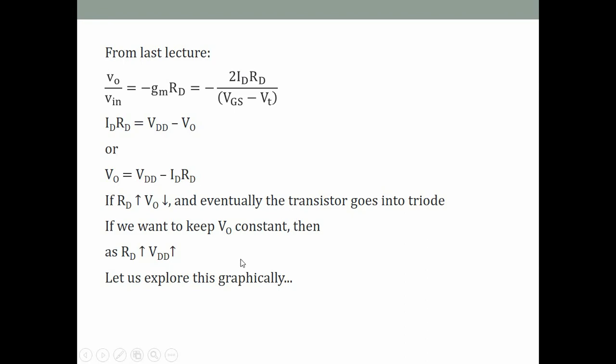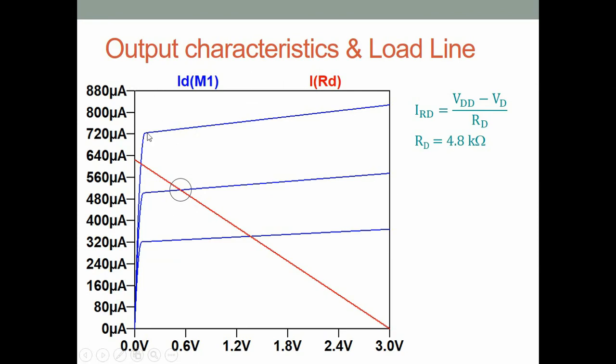Let us look at this graphically. I assume you are all familiar with the load line, but let me go through this quickly. There are two plots here. This is ID versus VD for the MOSFET, the output characteristics for different values of VG; these blue lines are three different values of VG, so that is the output characteristic of the MOSFET. And this red line is Ohm's law for the resistor RD. The equation for the resistor is that the current in the resistor is equal to VDD minus VD over RD.